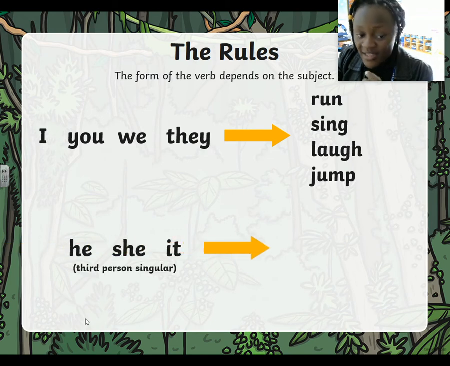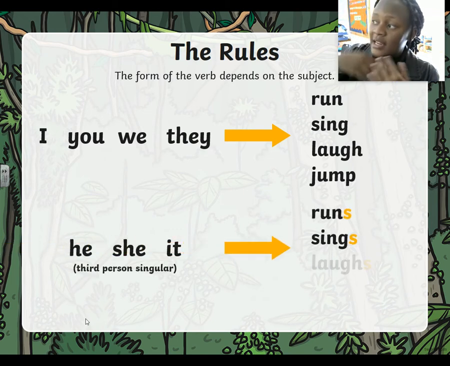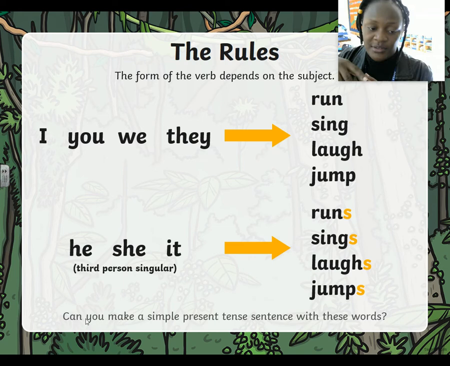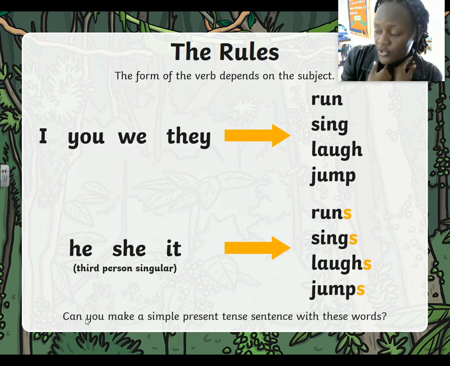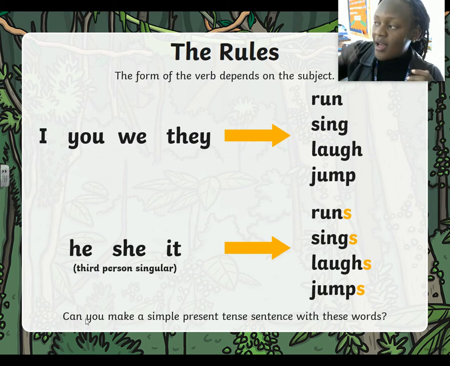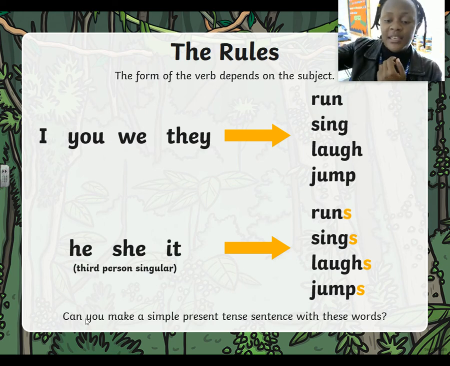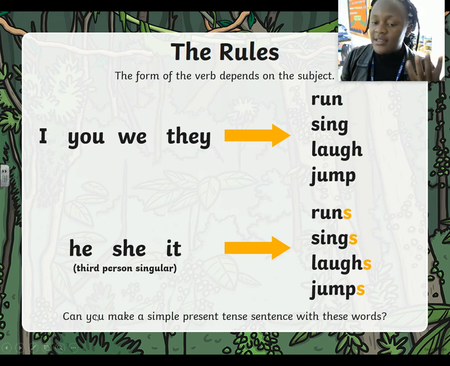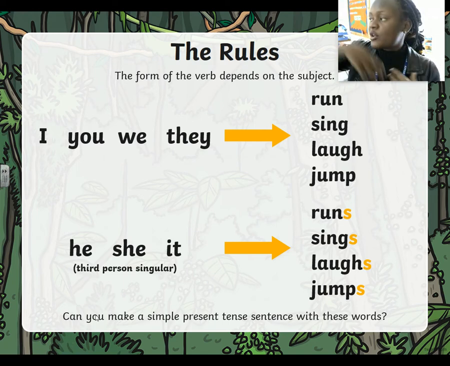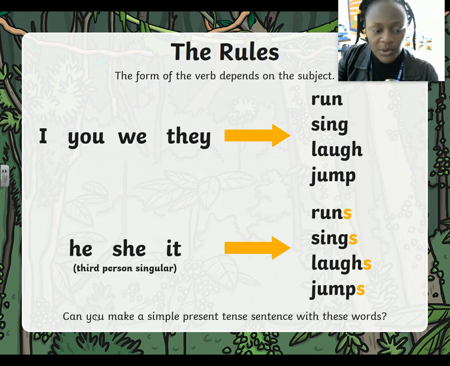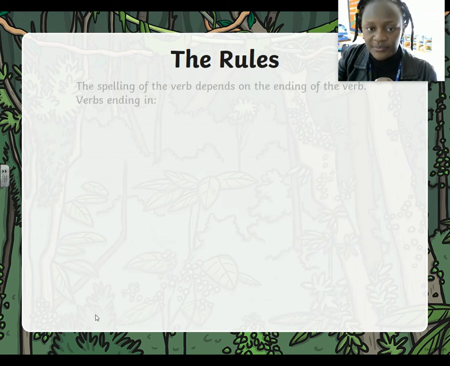However, if we're talking about now another person, just one person who is not you, who you're not seated with, and they're in another place, maybe in a different class, in a different school, in a different house, you'll say, he runs, or she sings, or it jumps, or it laughs. Okay? Because you're talking about someone else. That's called third person.